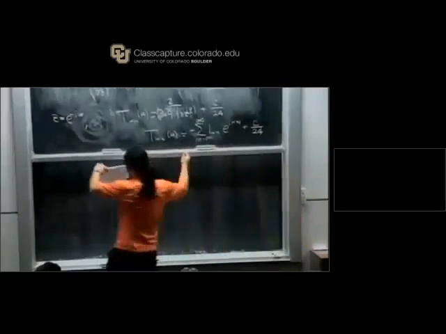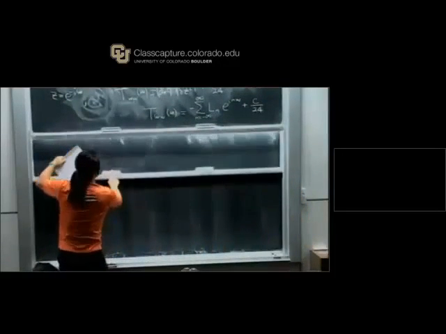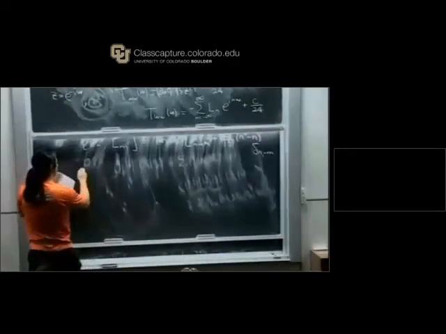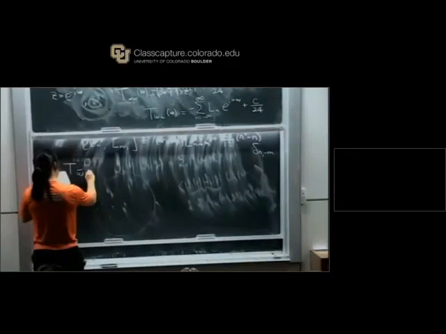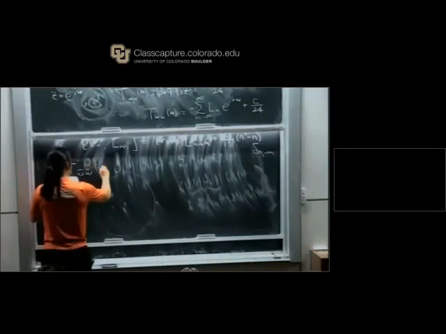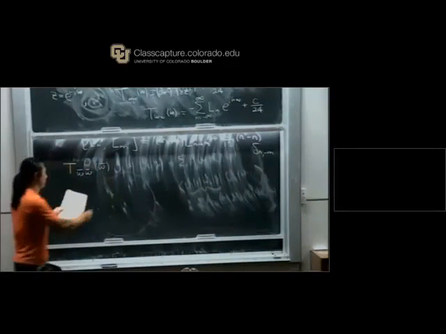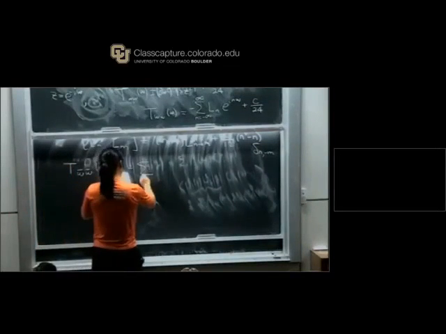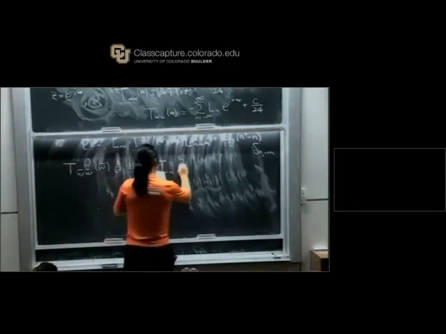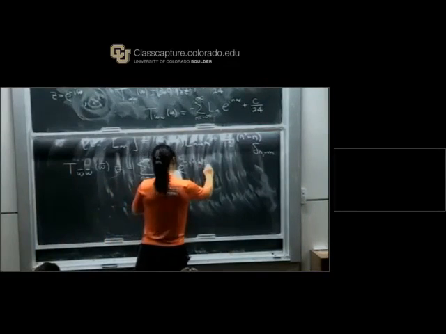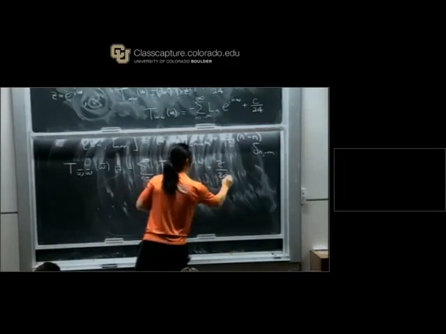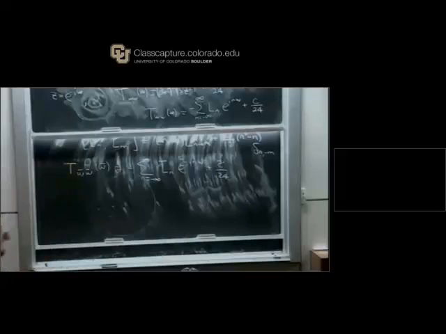There's a similar formula for the anti-holomorphic component Tw bar w bar, which I call T tilde. So this is some sum over n of L n bar e to the minus i n w, plus some c tilde over 24, where c tilde is the central charge associated with the anti-holomorphic Virasoro algebra.